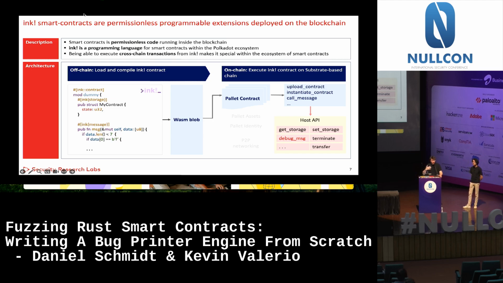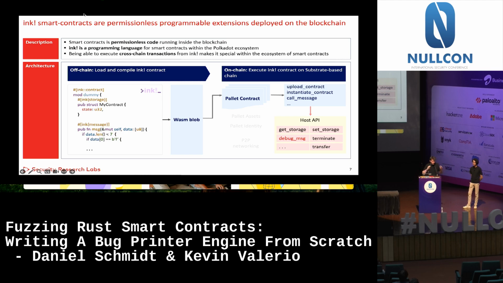But how do we then deploy it on the chain? First we compile this ink! code to WASM, so WebAssembly. Then this WebAssembly blob is taken and put on the chain via something called pallet contracts, which you can just imagine as a module that handles this functionality. This WASM code is then executed on the blockchain via a virtual machine, the WASM virtual machine.